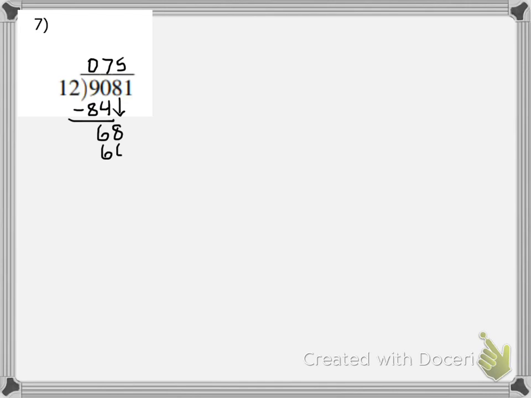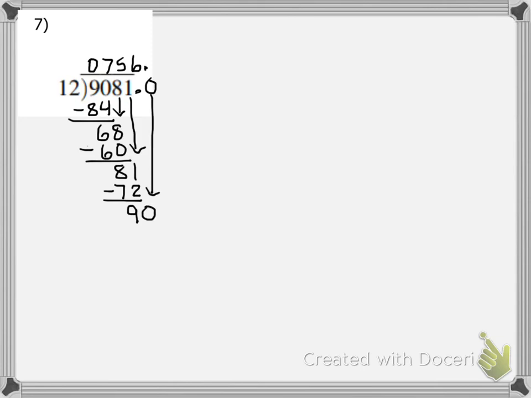5 times 12 is 60. When we subtract, we have a difference of 8. When I bring the 1 down, that makes it 81. 12 goes into 81 6 times. 6 times 12 is 72. And the difference there is 9. So from here, we're going to add a decimal and a 0. And bring our 0 down.